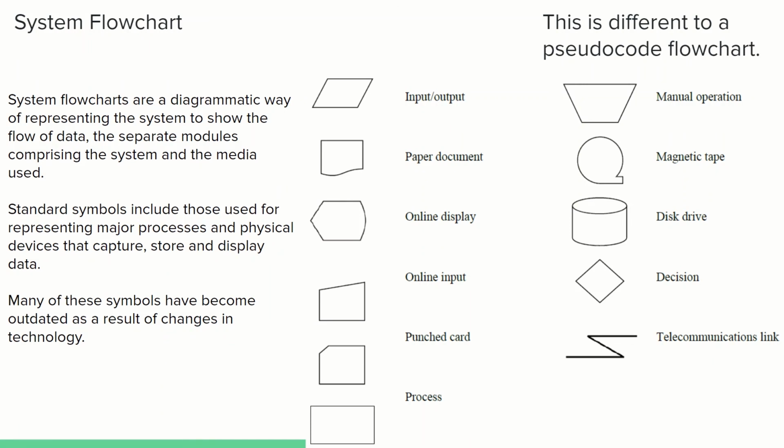Now, this is where it's very, very important. You have a picture for paper documents. Online display, that means a monitor, speakers, something that is electronic giving you some sort of display.